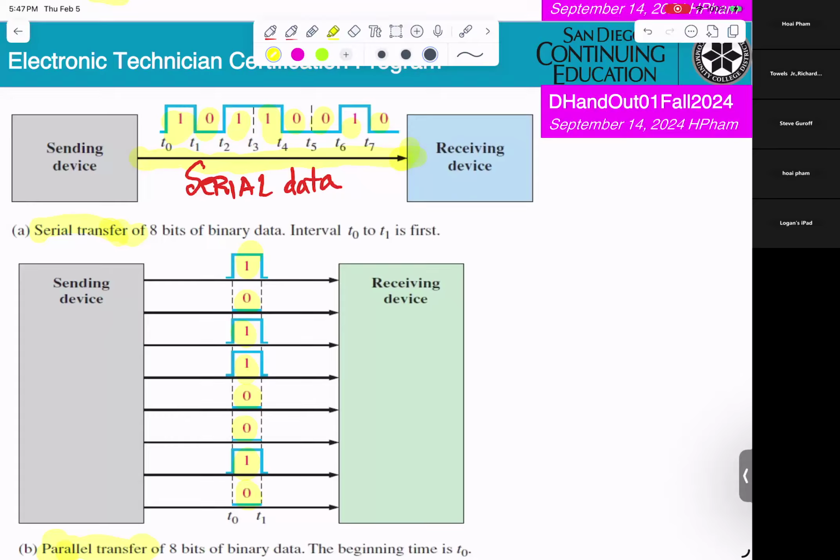Both devices you will learn, and you will be doing the lab for this course. Okay.